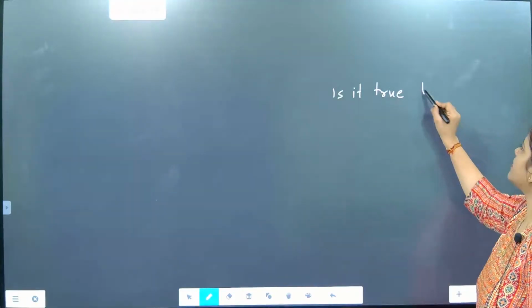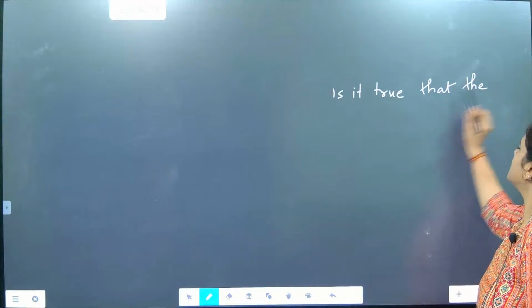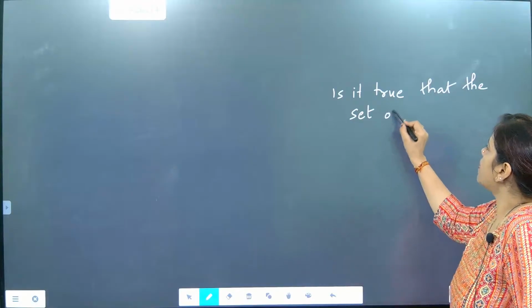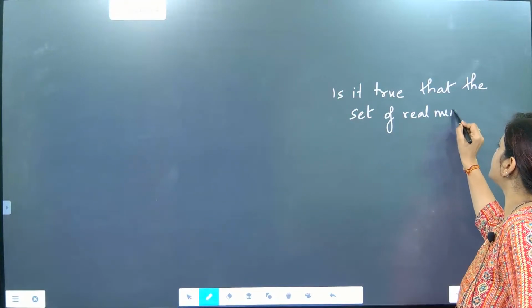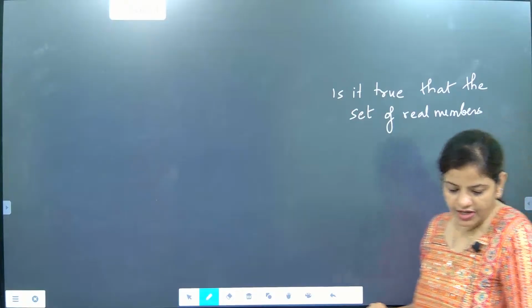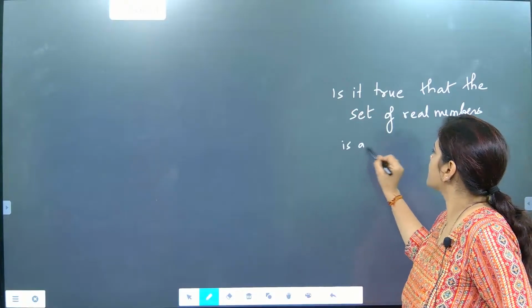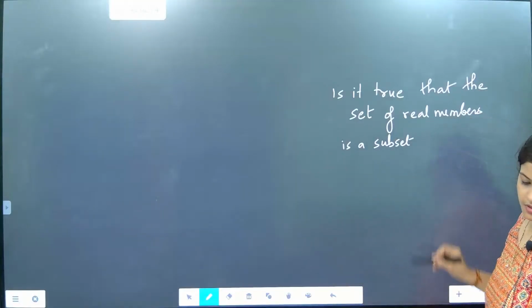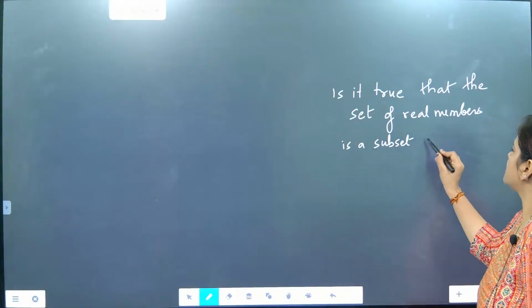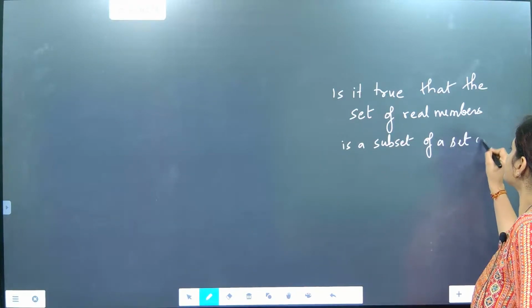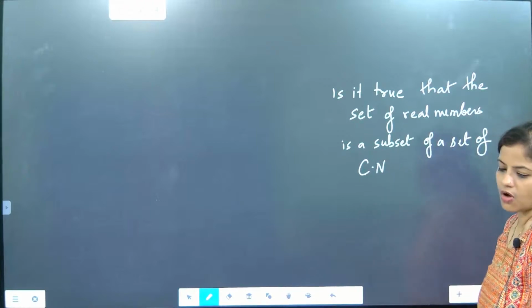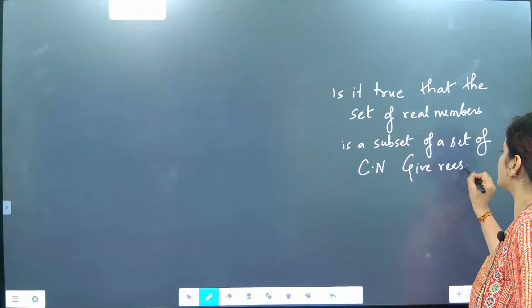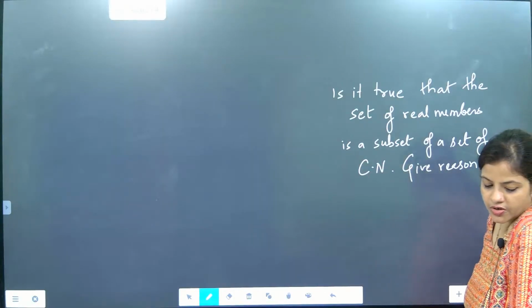Is it true that the set of real numbers is a subset of the set of complex numbers? Give reason. Now you need to see whether it is true or not.